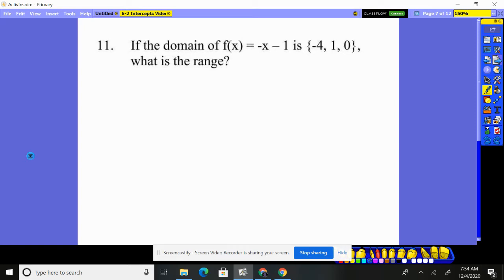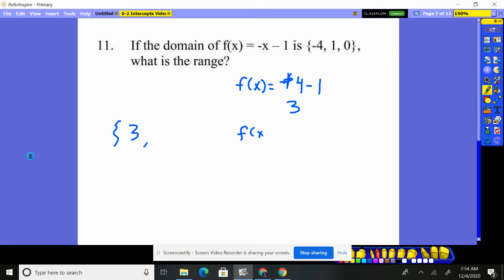Plug 1 in, tell us what the answer is. Plug 0 in, tell us what the answer is. All right, so let's plug -4 in. It says the opposite of what they give you. So what's the opposite of -4 minus 1? Well, that changes to plus. That's 4 minus 1. I get 3. So the first value for my range, my y value, is 3.